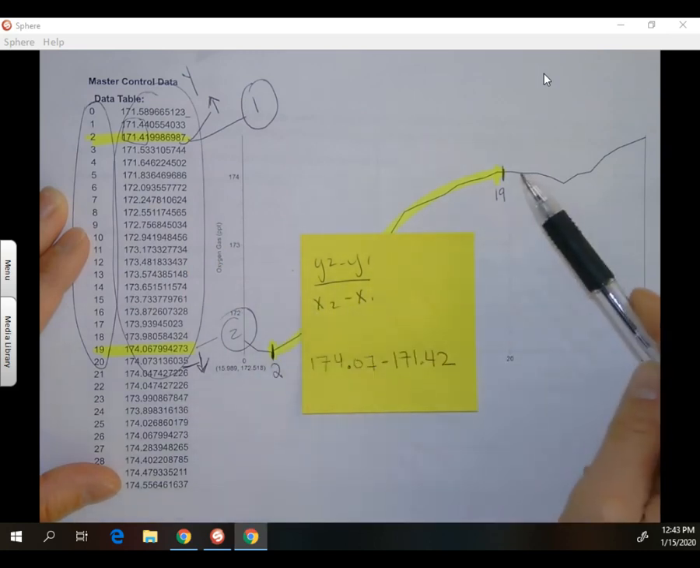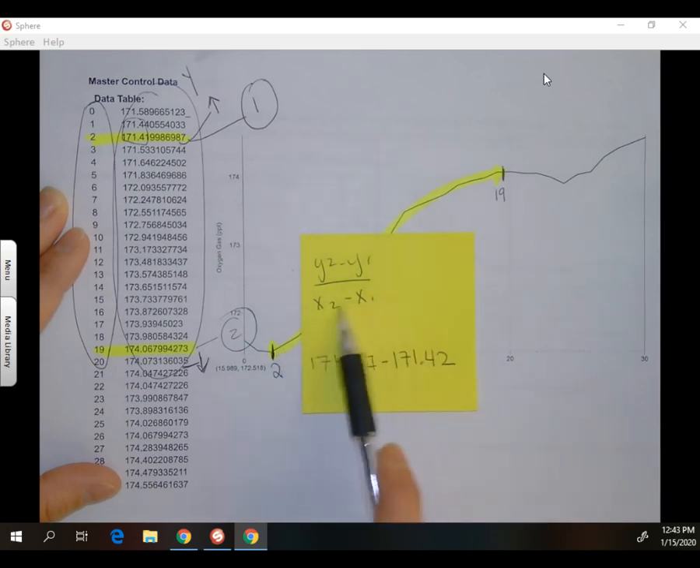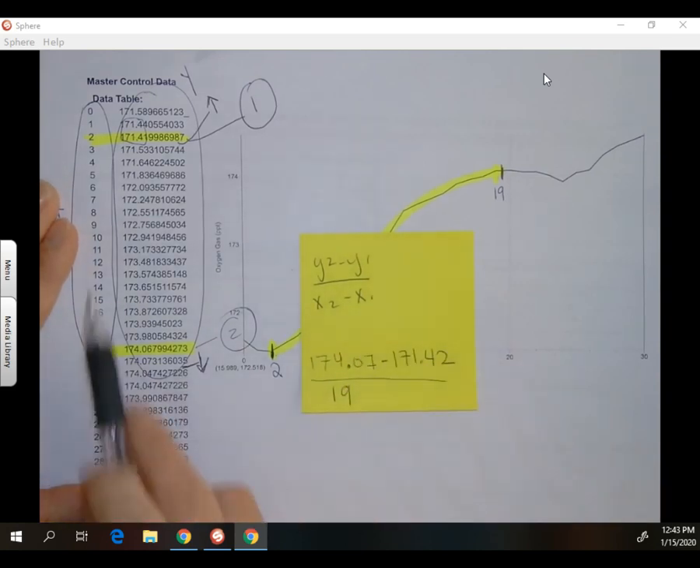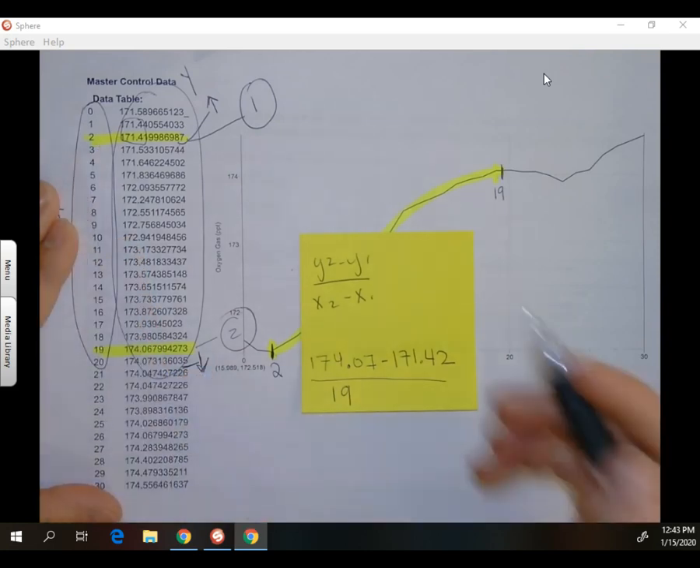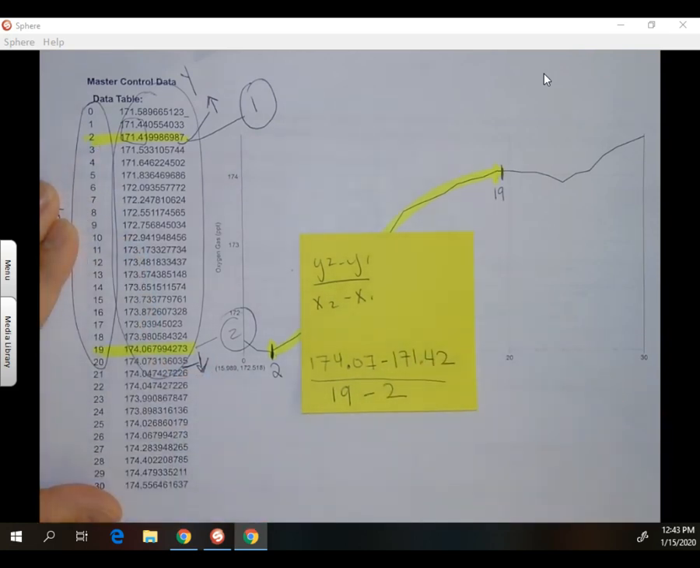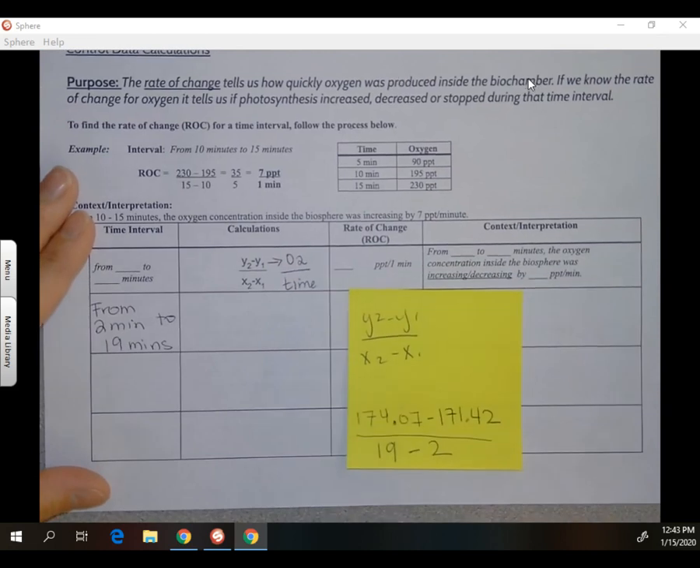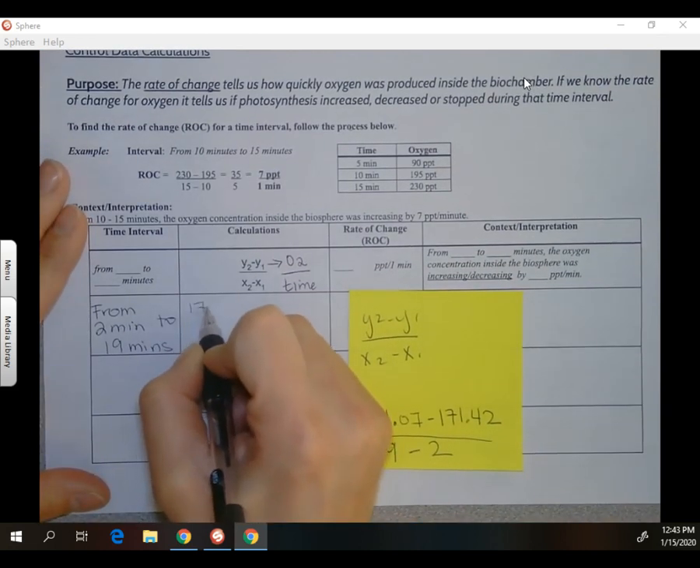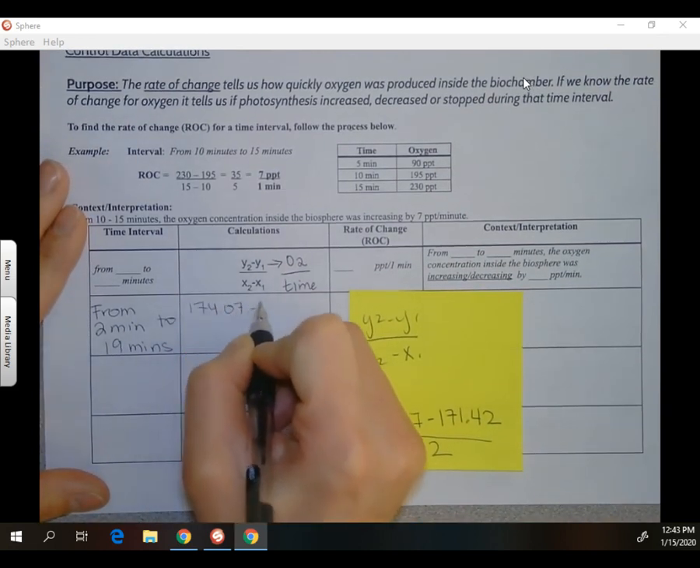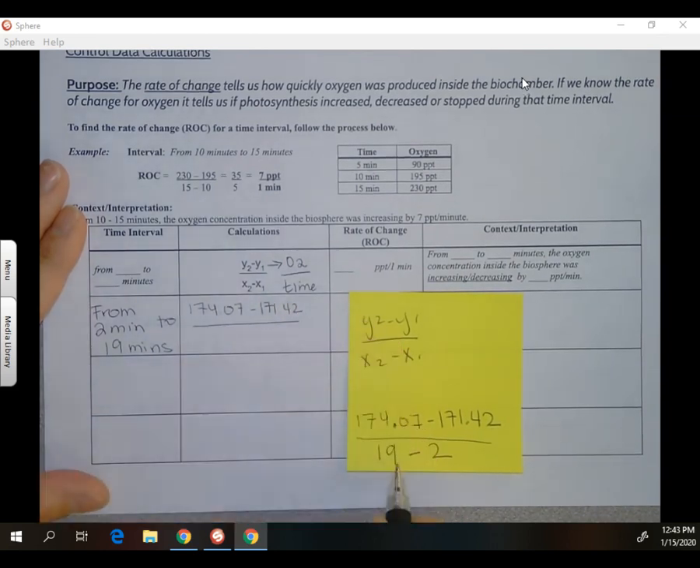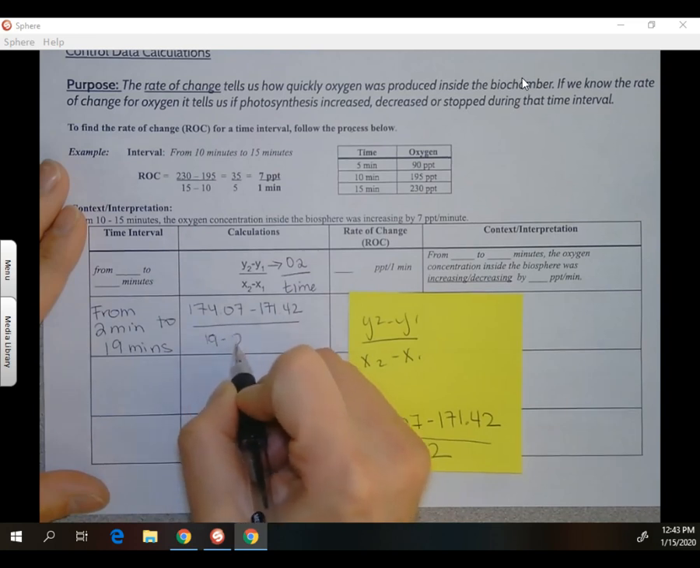Y2 minus y1. Now x2 minus x1 is a little bit more simple because x2 is a whole number. It's down here, 19. And then x1 is up here. It's 2 minutes. So I'm just going to transfer that into my data table now, which is right here. So y2 was 174.07 minus 171.42 over 19 minus 2.